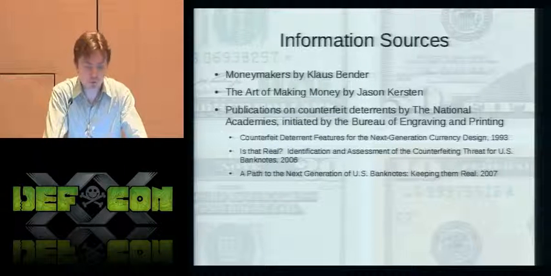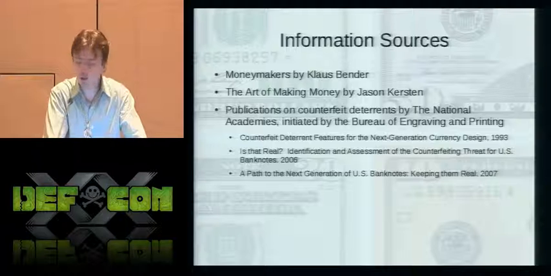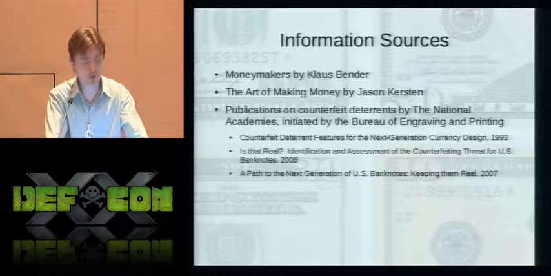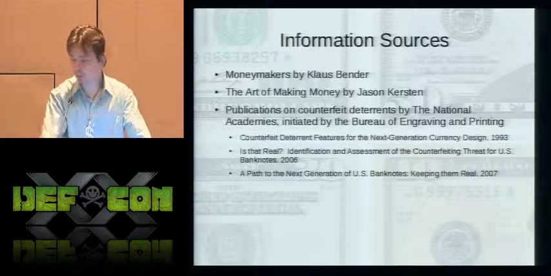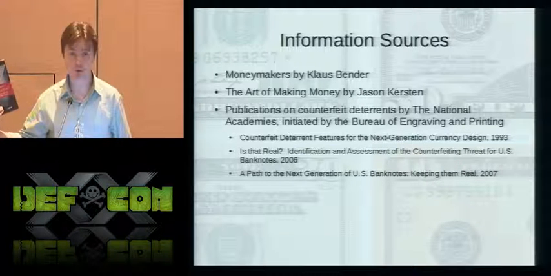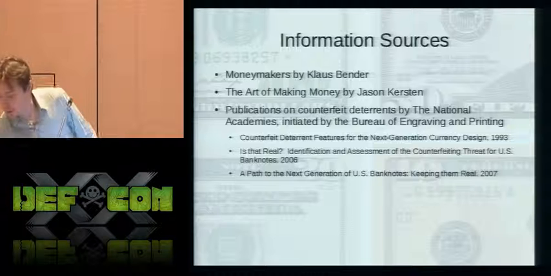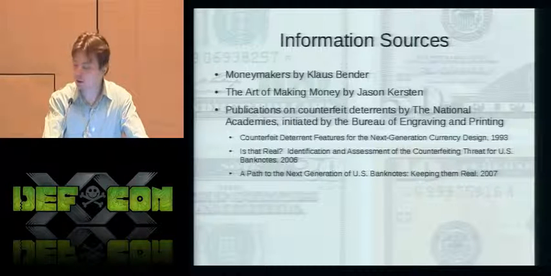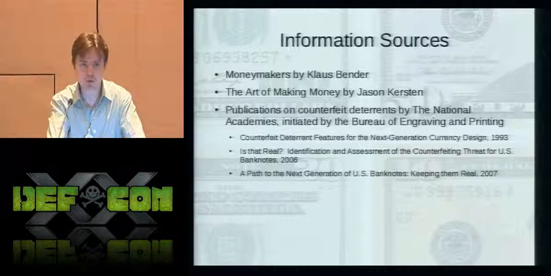If you'd like to read more about this stuff, I recommend the following sources, which I used to put together this presentation. First being the book Moneymakers, which I've got here, by Klaus Bender, who's a financial journalist. He put together this book, which is a very good overview of the international secure printing industry.